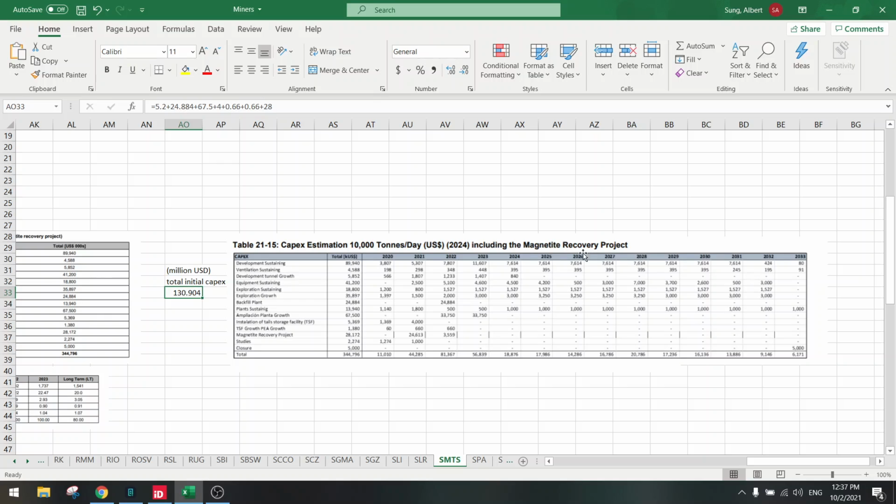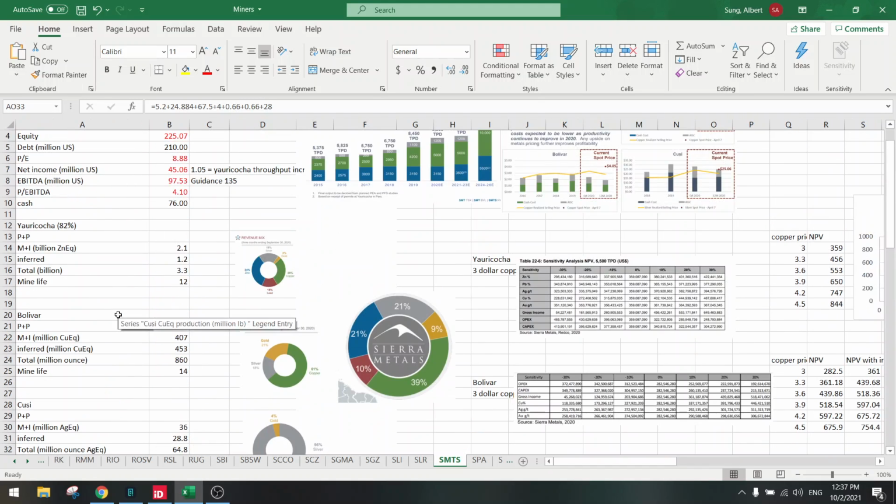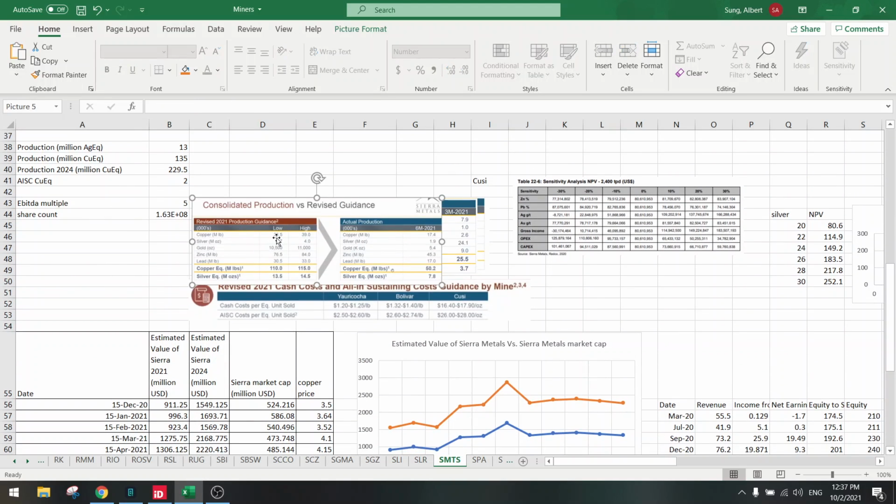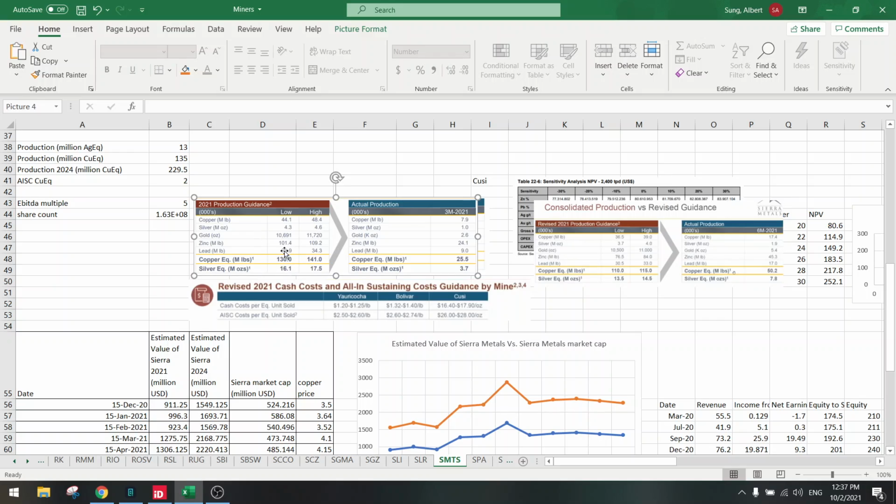I didn't take this into account. This is just sustaining capital. So initial capital is 130 million. They need to find 130 million. Where do they find that? They have still cash of 70 million. That's pretty good. And they have earnings of 45 million per year, which is going to go up next year, because I expect that they get back to their previous guidance of 130 million production and lower costs at $2. So not $3, but $2.